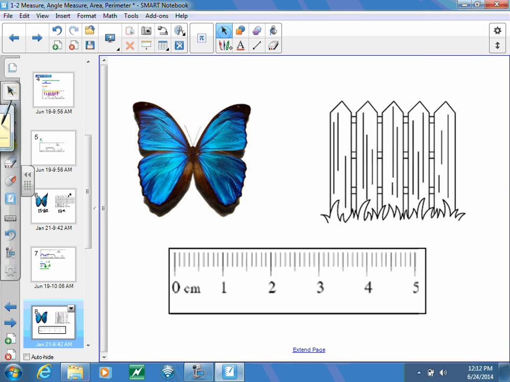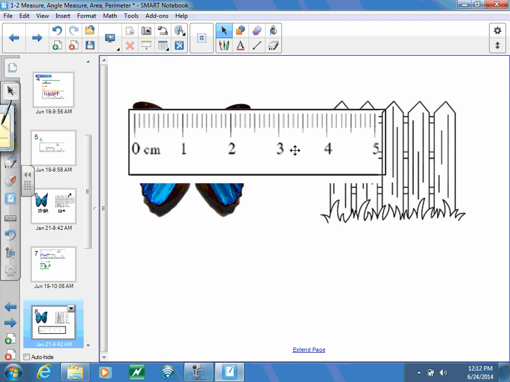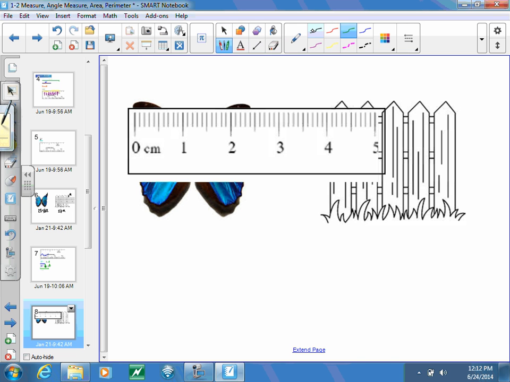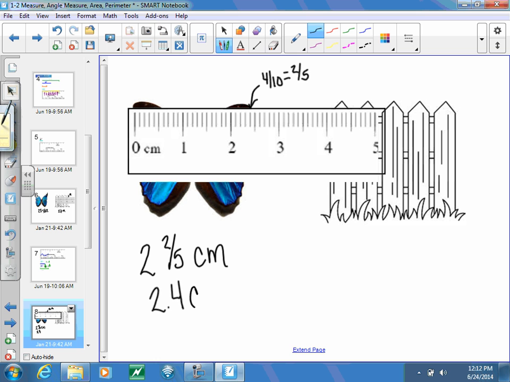And so now, if I want to measure my butterfly using centimeters, here I've got from end to end. My end for this butterfly is going to be right here, which is at 1, 2, 3, the 4th mark. That's giving me 4/10, which is equivalent to 2/5. And so here I have 2 and 2/5 centimeters, which can also, because this is 4/10, be written as 2.4 centimeters.